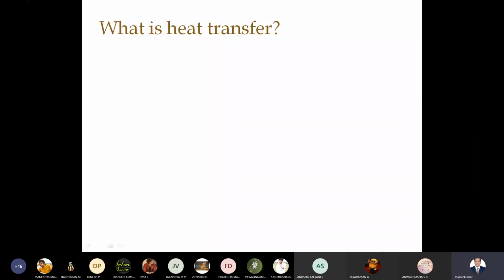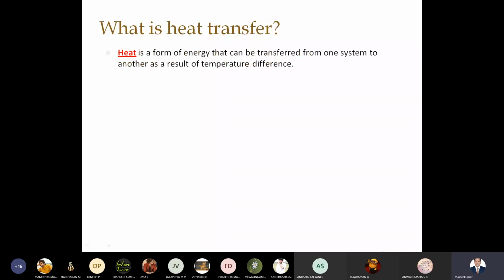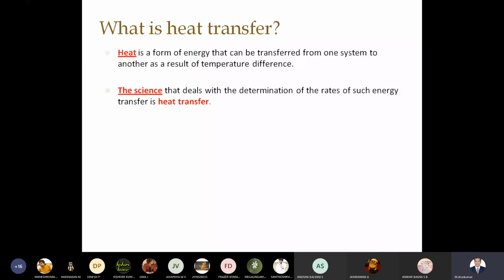What is heat transfer? Heat is a form of energy that can be transferred from one system to another as a result of temperature difference, right? So heat transfer can be identified by the difference of temperatures. The science that deals with the determination of rates of such energy transfer is heat transfer, right? So there is a temperature difference, and only because of that there is energy transfer. So that can be called heat transfer.